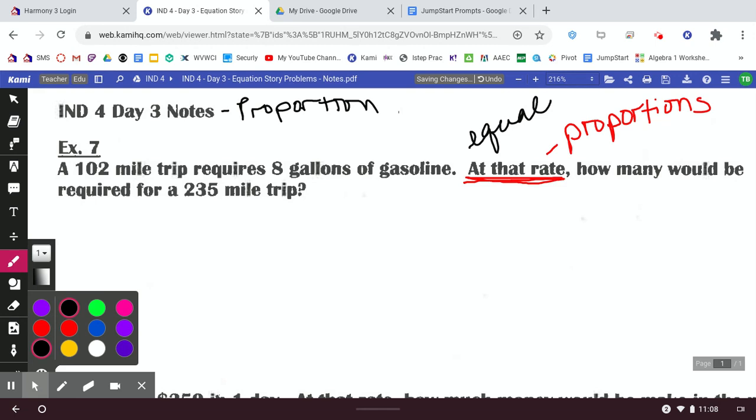And then let's read a little bit further into it. It says, at that rate, how many would be required? How many what? Gallons.